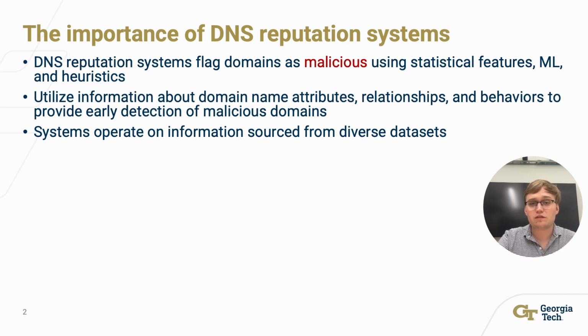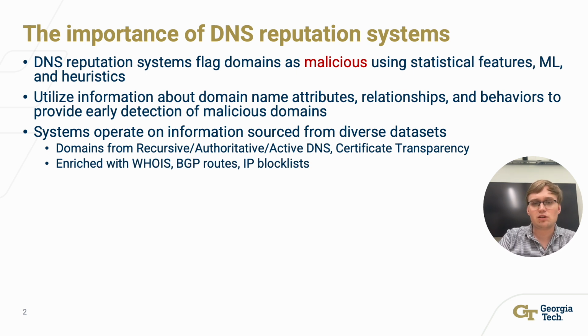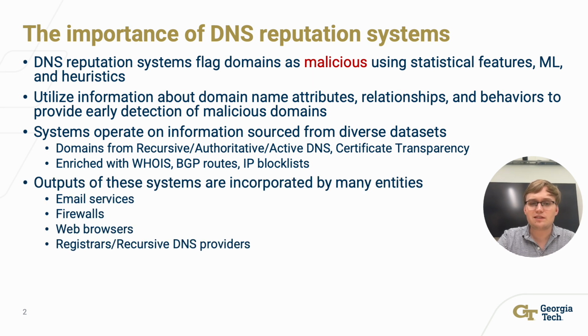The information that is used for this feature extraction is sourced from a diverse set of data sets. The domain names themselves come from recursive and authoritative DNS data sets, as well as active lookups to domains, as well as certificate transparency logs. This data is then enriched with whois information to grab registration lengths and ages, BGP routes to gather information about IP addresses' networks, and IP block lists to see some of the historical evidence associated with an IP address.